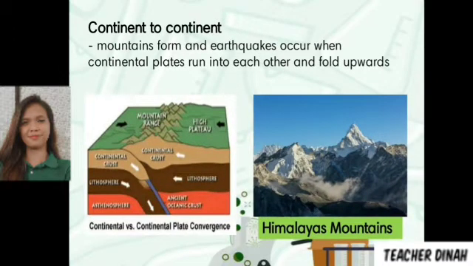Continent to continent. Mountains form and earthquakes occur when continental plates run into each other and fold upwards. Here, as you can see in the picture, we have continental crust, or continental plate. We have another continental plate here. And then when they collide, the other continental plate subducts, and it results in the formation of these mountain ranges. So an example here is the Himalayas mountains. The Himalayas mountain range is the result of the continental collision between India and Eurasia.